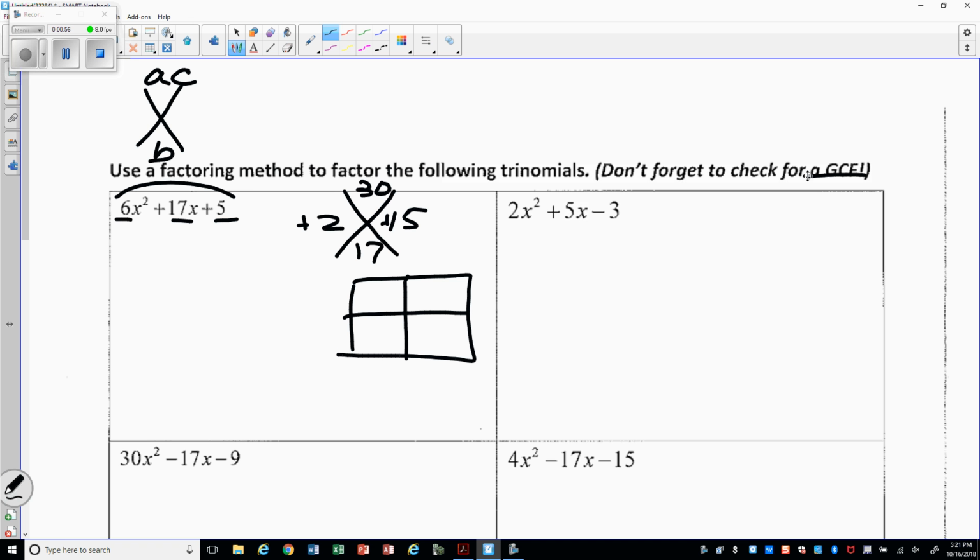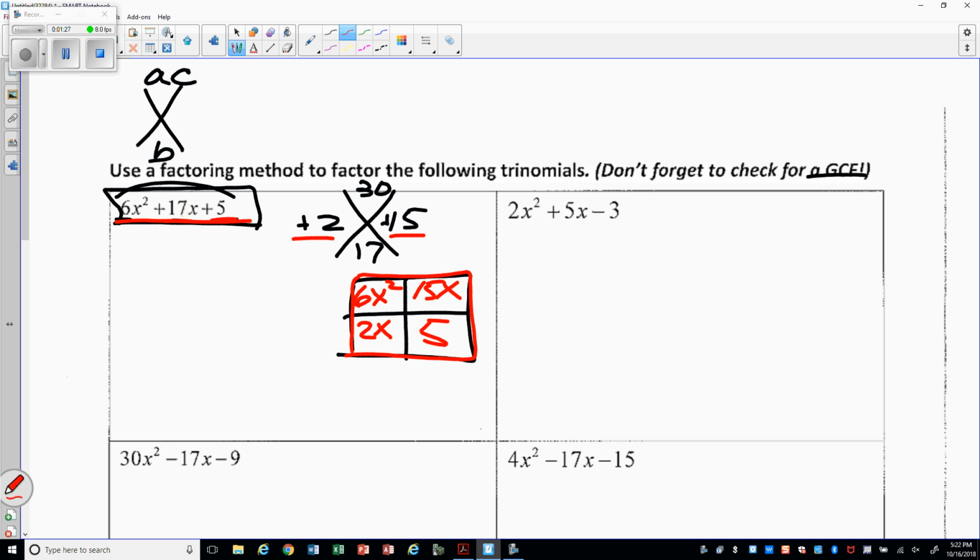And I know I've got to go back to what I'm trying to get. This is the product I want. So I'm going to have 6x squared here and 5 here. And now I know what's going to be inside here. I'm going to have 15x and 2x. And notice that's 17x. So all the terms in the box are going to add up to this.